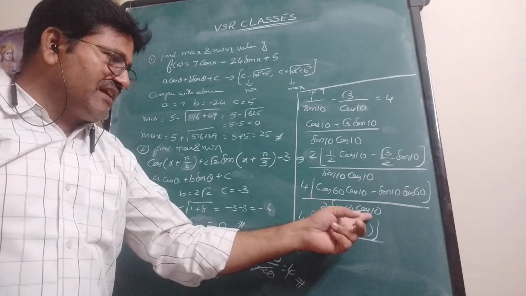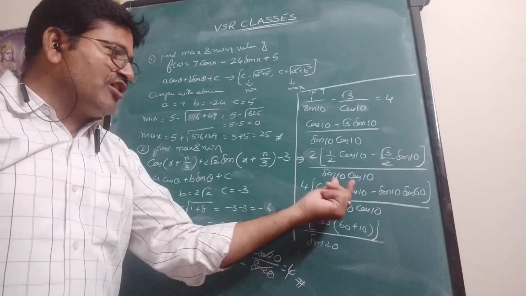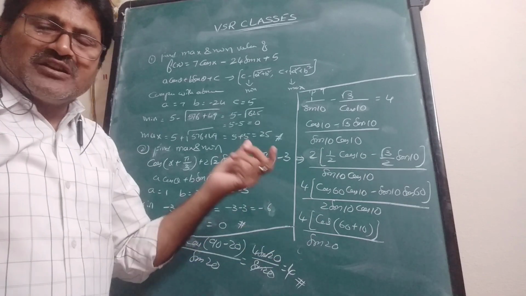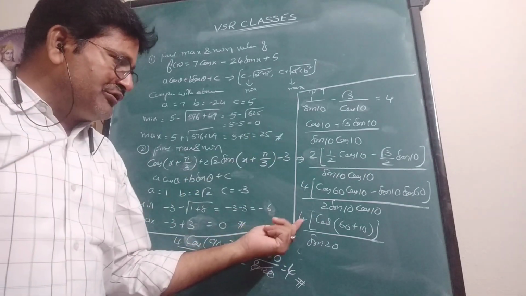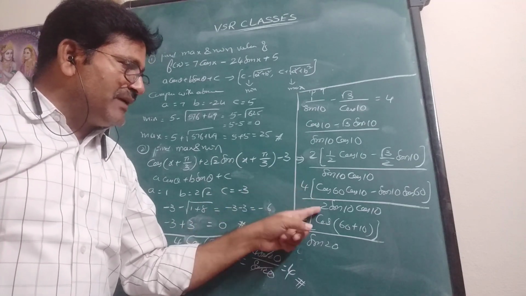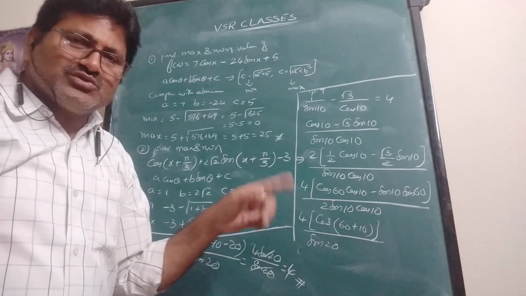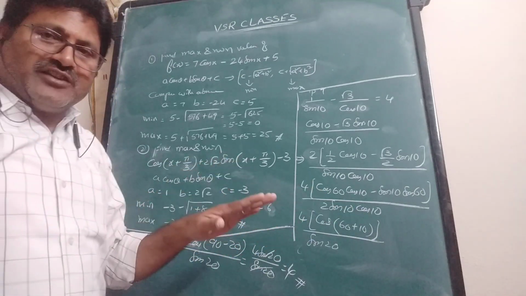So 2 sin 10 cos 10. So 4 into cos of 60 plus 10. Cos A cos B minus sin A sin B is the cos of A plus B formula. Here I took another 2 to multiply and divide, so that it becomes 2 sin A cos A. What is 2 sin A cos A? It is nothing but the sin 2A formula.